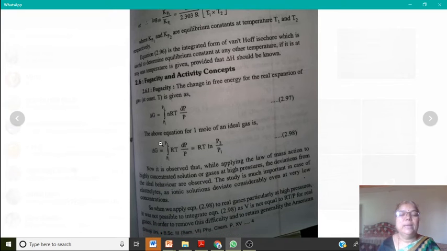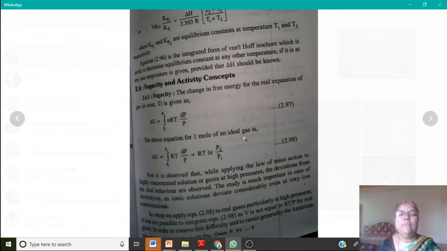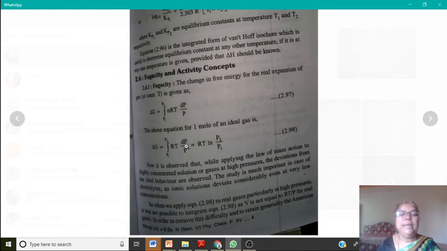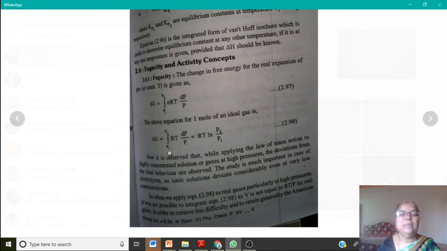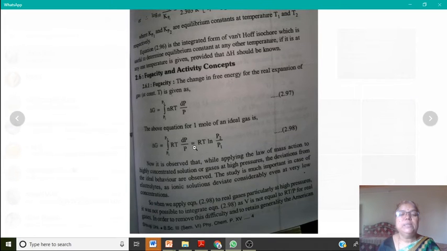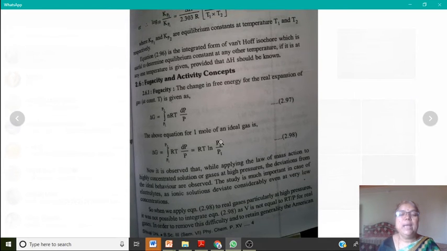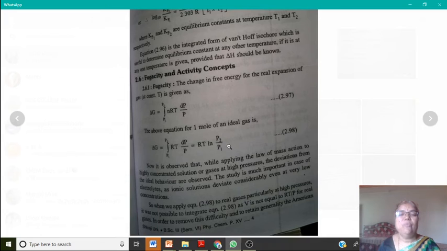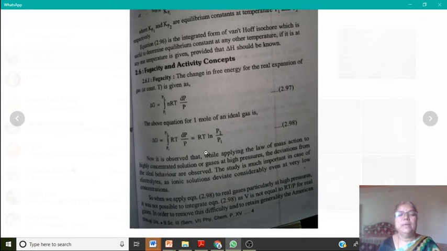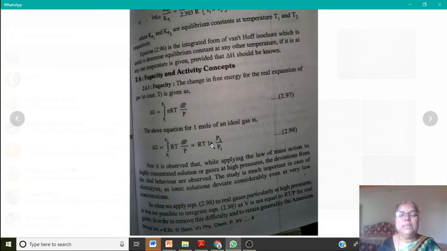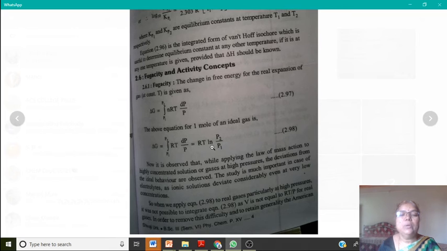Then in the above equation, for 1 mole of an ideal gas, we can write delta G is equal to the integration of RT into dP by P. Here the lower limit is P1 and the upper limit is P2, and integration of this equation gives RT ln P2 by P1. That means the change in free energy for the expansion of a gas is given by RT ln P2 by P1, where ln is the natural log, to the log base e.